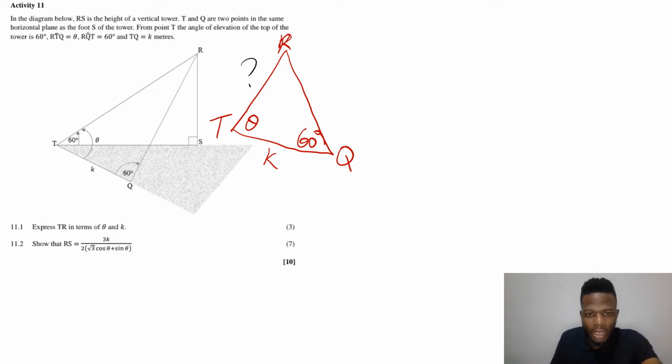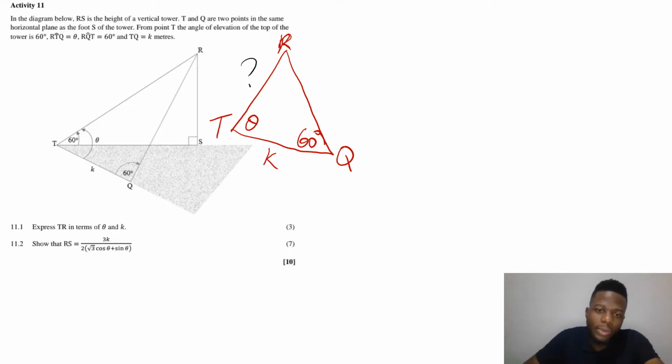If you can check in this triangle, we are only having one side that is given. So automatically it means that we have to use a sine rule. That is the only way to solve this problem or to find the TR. If maybe RQ was also given, I was going to use a cosine rule. But because I'm only having one side, I cannot apply the cosine rule. So the only way to solve this one is to apply a sine rule.